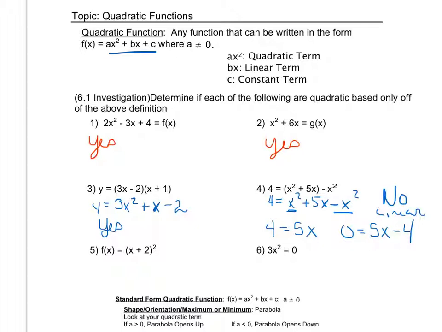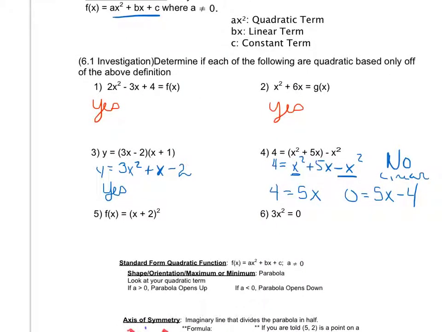Looking at number 5, 5 is very similar to number 3 in the aspect that I'm going to have to do some multiplying first. So I'm going to recognize that I'm going to write this twice in FOIL. So this is going to become x plus 2 times x plus 2. Again, since the focus of this video is not on foiling or multiplying, I'm going to go ahead and just tell you what that's going to become without going through the steps. I will get x squared plus 4x plus 4. I have a quadratic term, so I'm going to go ahead and say yes, that is quadratic.